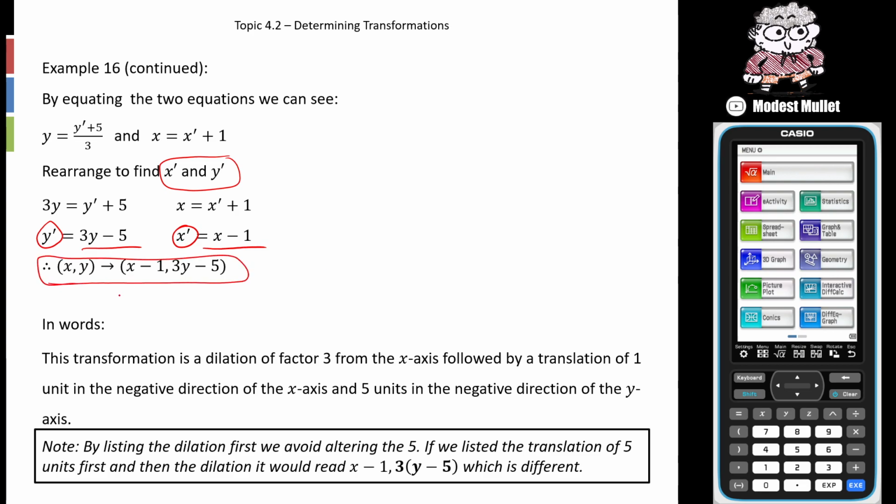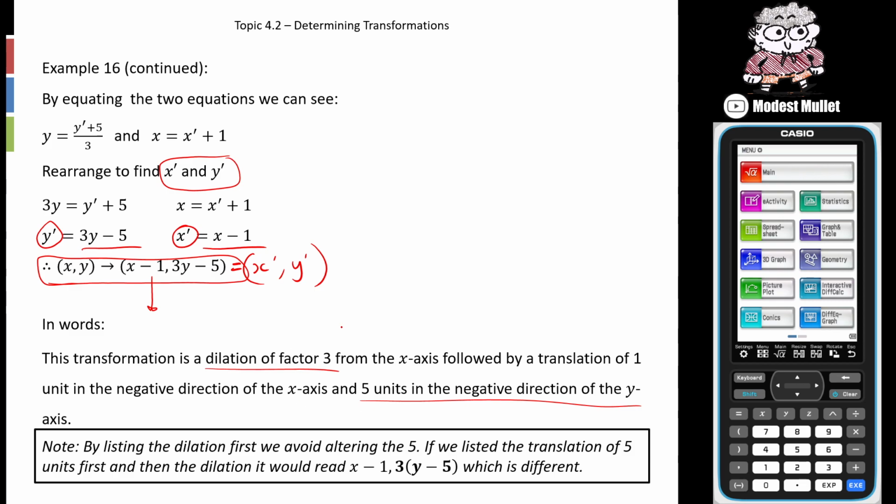So we can now write our transformation in coordinate form, x dash comma y dash. We can write that, well, the original x and y: x minus 1, 3y minus 5. And we just read off what's happening to the coordinate. The x coordinate has 1 subtracted from it, so that means it's translated left. Then the y coordinate is multiplied by 3, so we've got a dilation of 3. And then it's also translated 5 units in the direction of the negative y-axis.